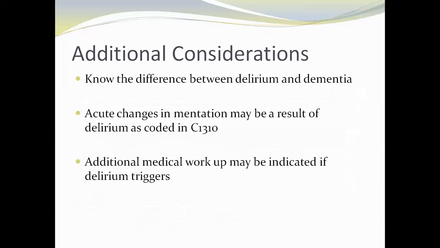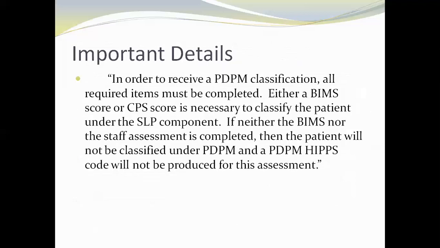The interviewer for the staff assessment or the BIMS would want to be sensitive to the differences between delirium, dementia, and depression, because those need to be properly addressed if there are indicators for them. The acute changes in mentation can also be a result of delirium, which is found in coding Section I300, and obviously additional medical workup could be indicated if there are delirium triggers.